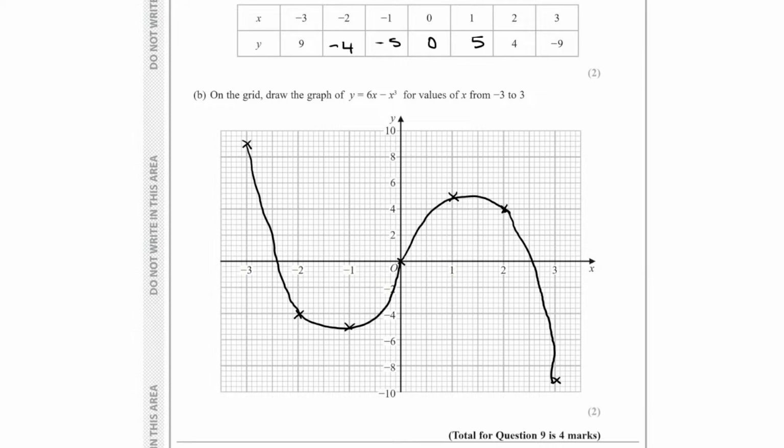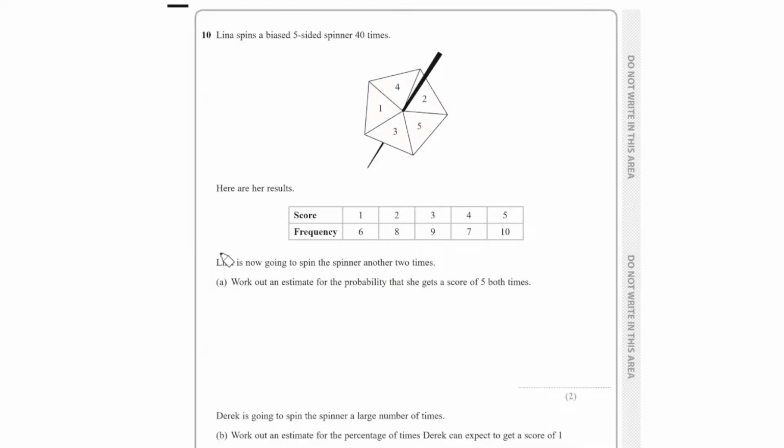So you're just subbing it in and then plotting it. That should be really nice. Doesn't matter which type of graph it is. It's always the same method.